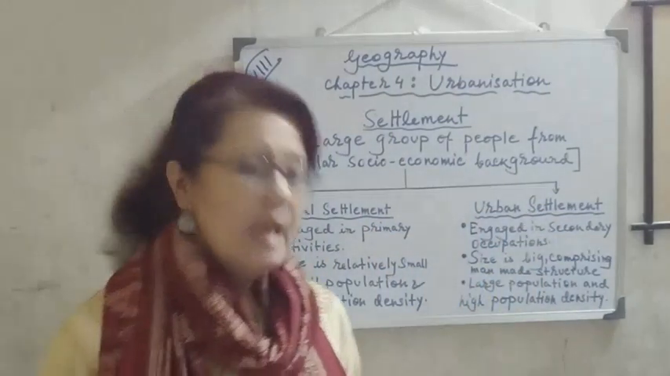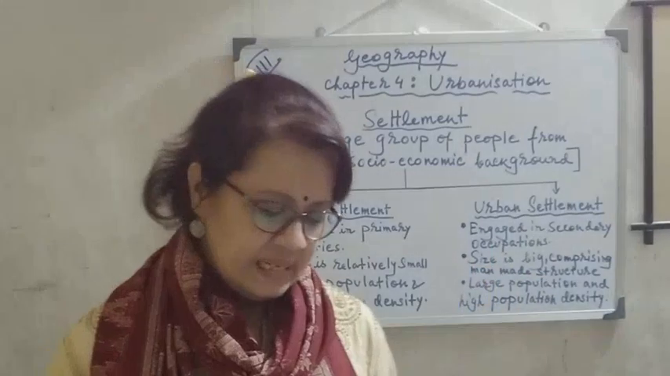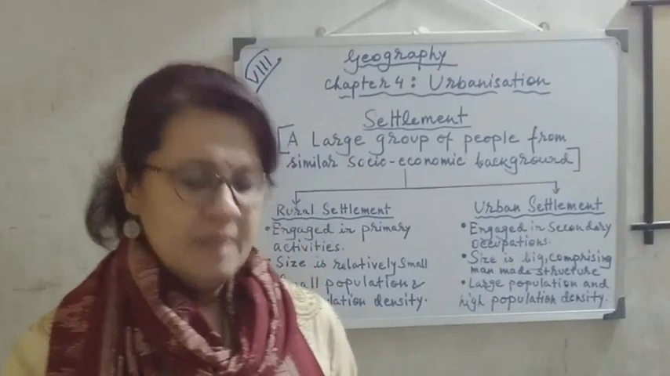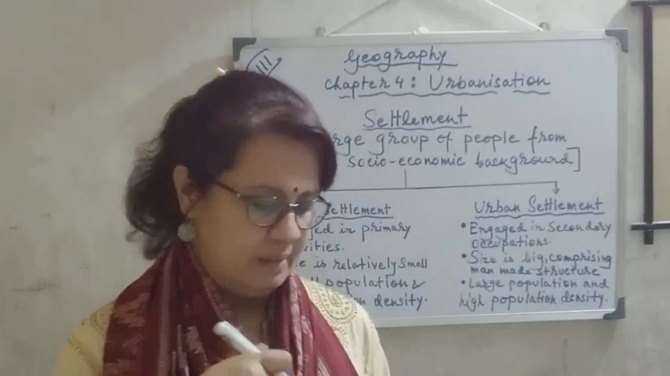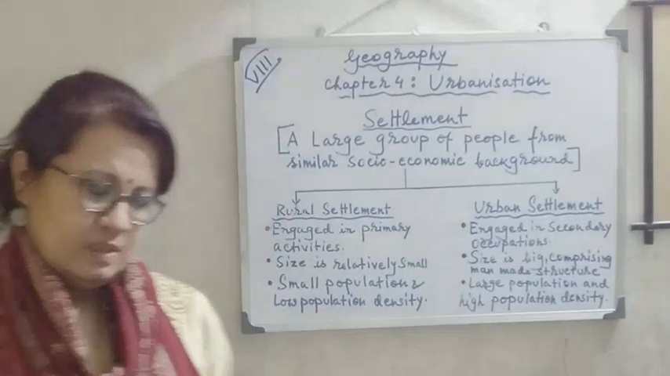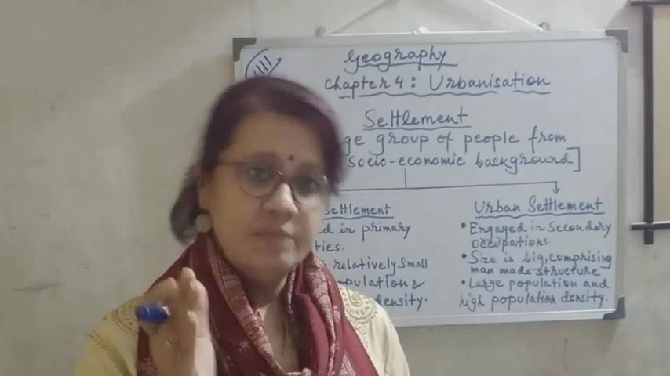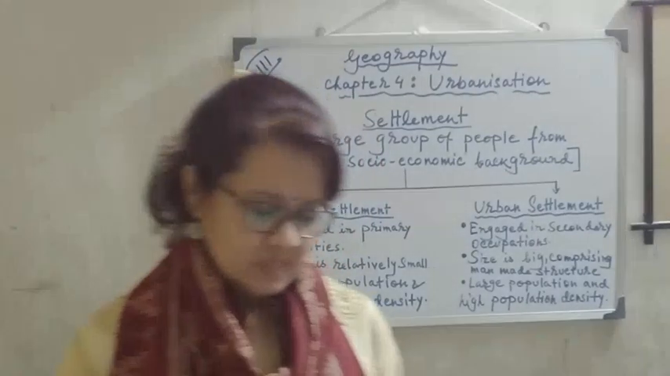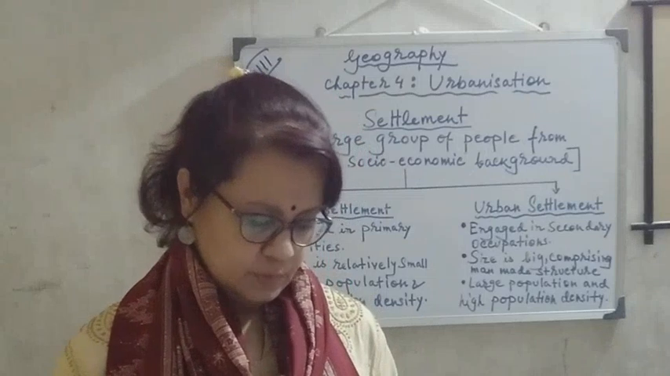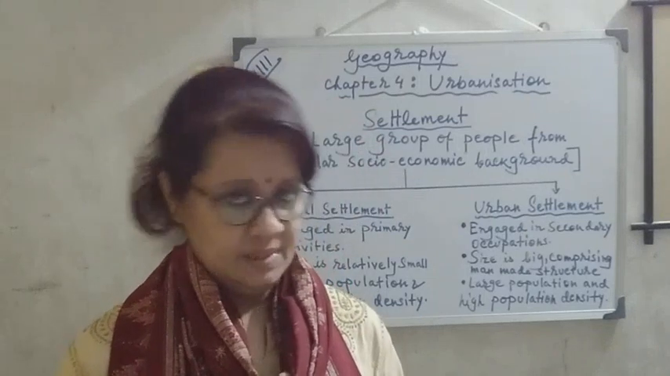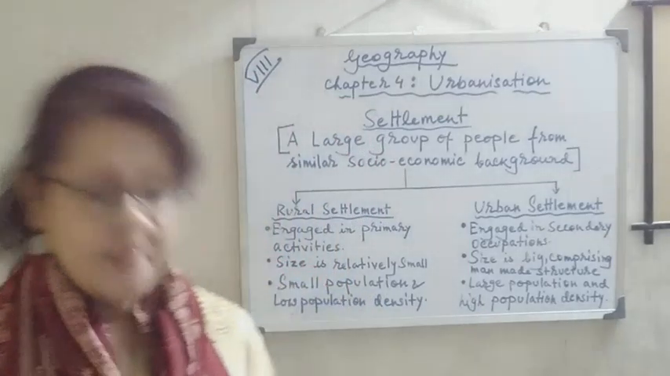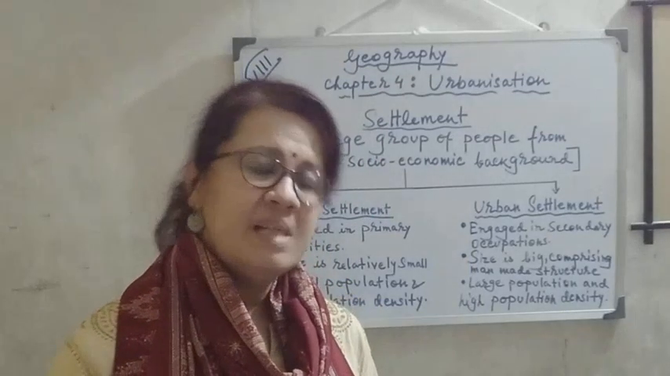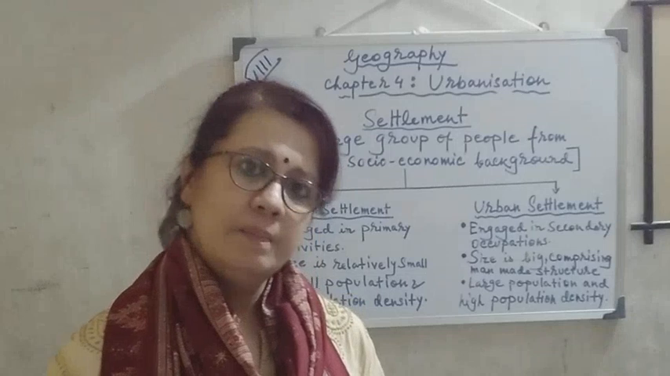What is rural settlement? When people are engaged mostly in primary occupations with a relatively small population, these settlements are called rural settlements. Mind it. So you can say that settlements whose inhabitants are engaged in primary activities, such as agriculture-related activities, are called rural settlements.